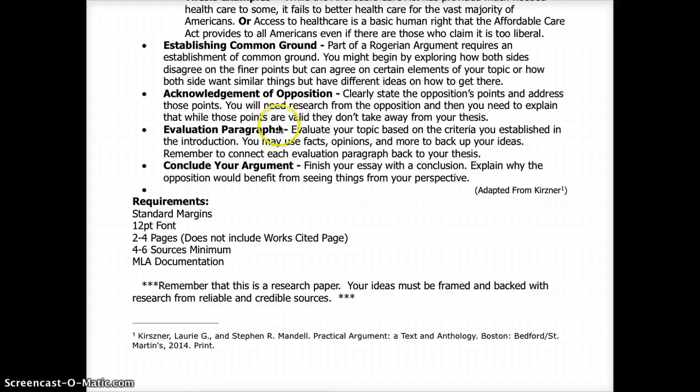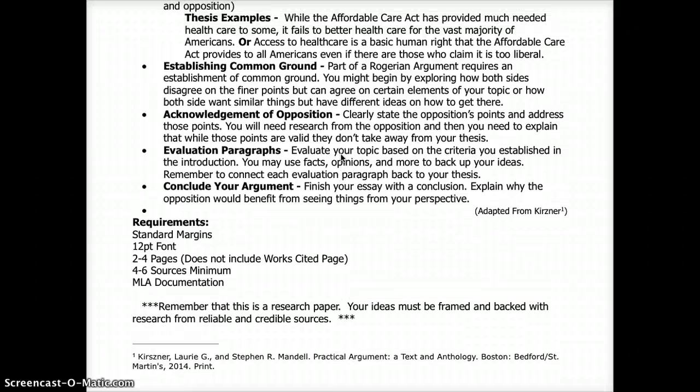Evaluation paragraphs. Pay special attention to these paragraphs. This is going to take multiple paragraphs. This is the bulk of your body. This is what's actually building the argument that you're making. So make sure that based on the criteria that you established in your introduction, you talk about how your side of the argument, whatever that might be based on your topic, stacks up. You're using facts, you're using opinions, but you have to have research that backs this up. So every single one of these paragraphs, short of maybe your introduction, maybe your conclusion, is going to have research.